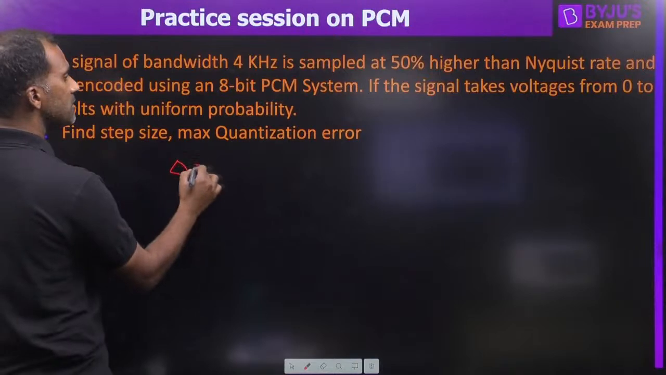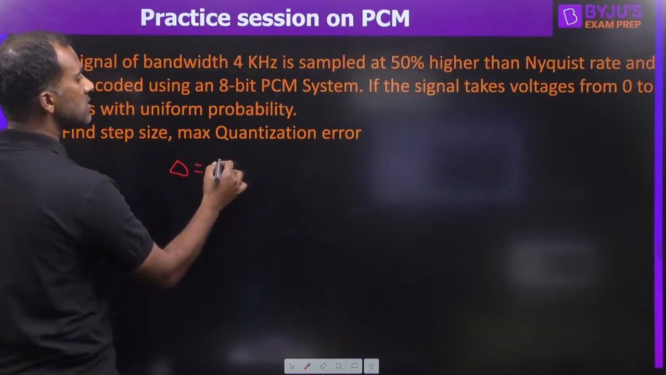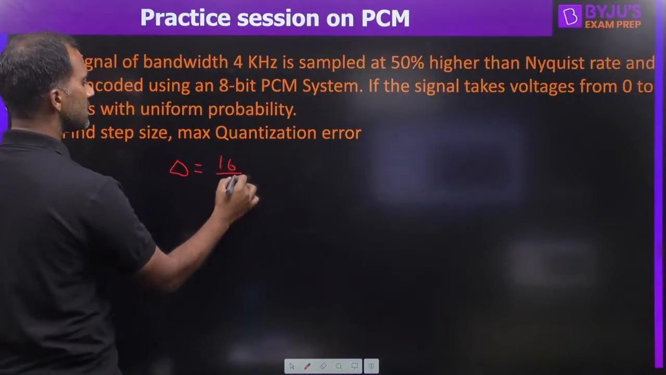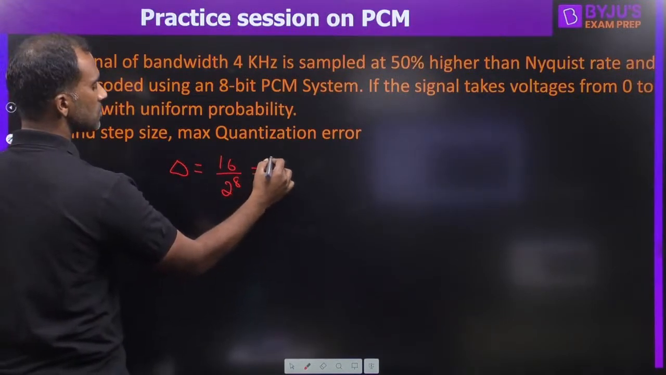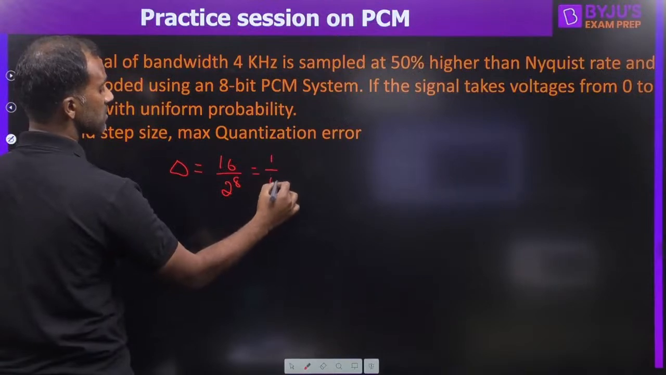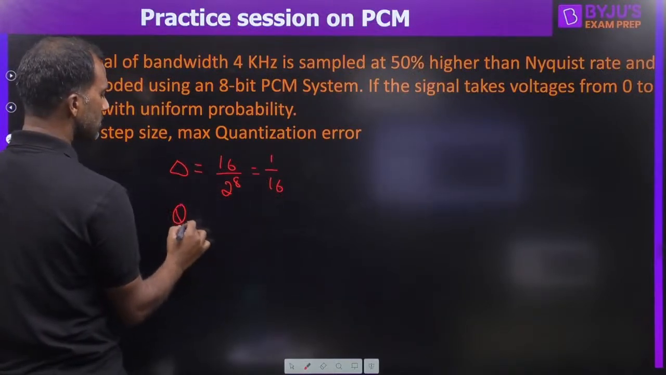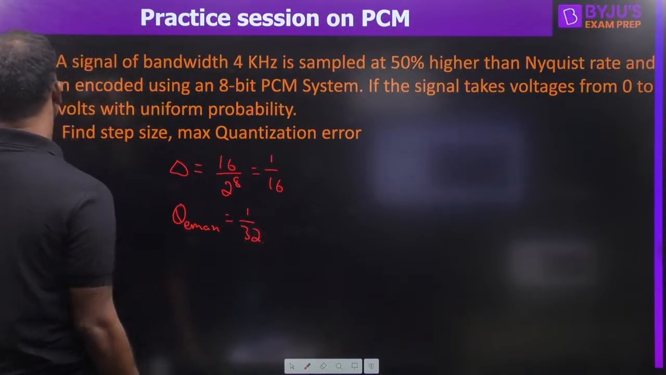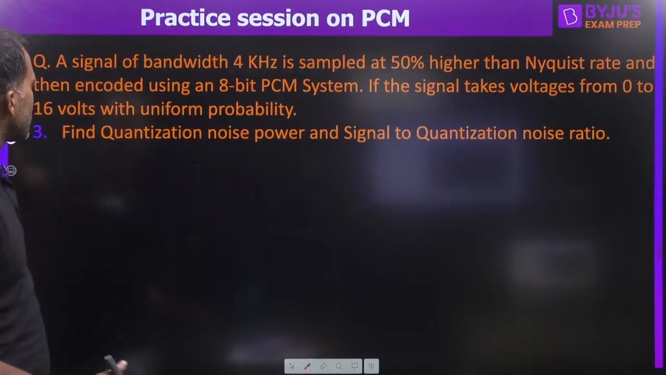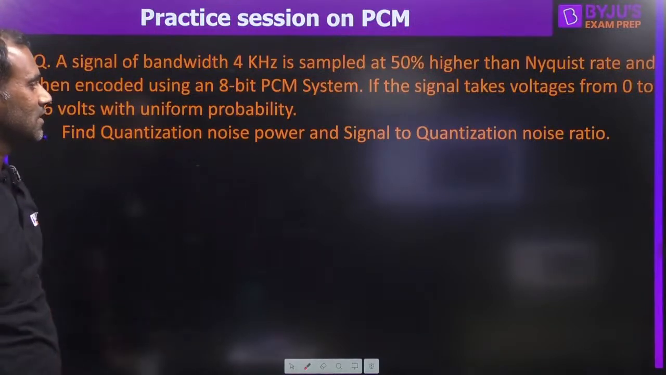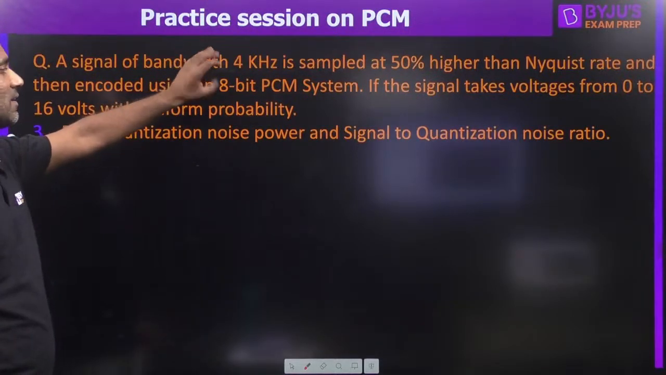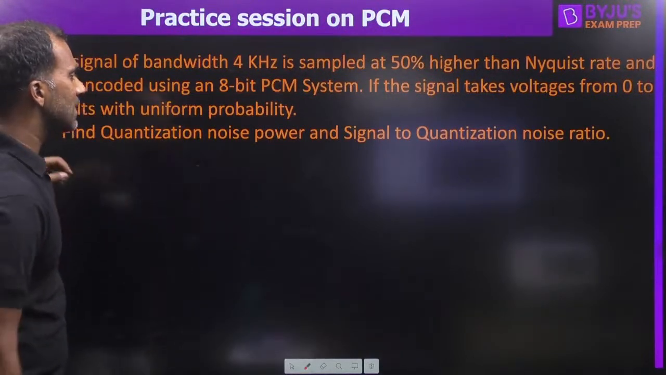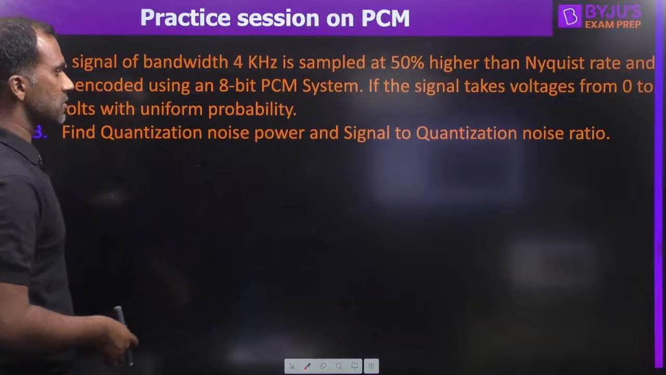Step size delta, how much is that? Step size is voltage swing divided by 2 to the power of n. Voltage swing is 16, divided by 2 to the power of 8, which is 1 by 16. And maximum quantization error is half of step size, which is 1 by 32. So why are you giving such easy questions? No, actually my intention was to give this question for the same data. I just wanted to give you some practice of the previous questions also.